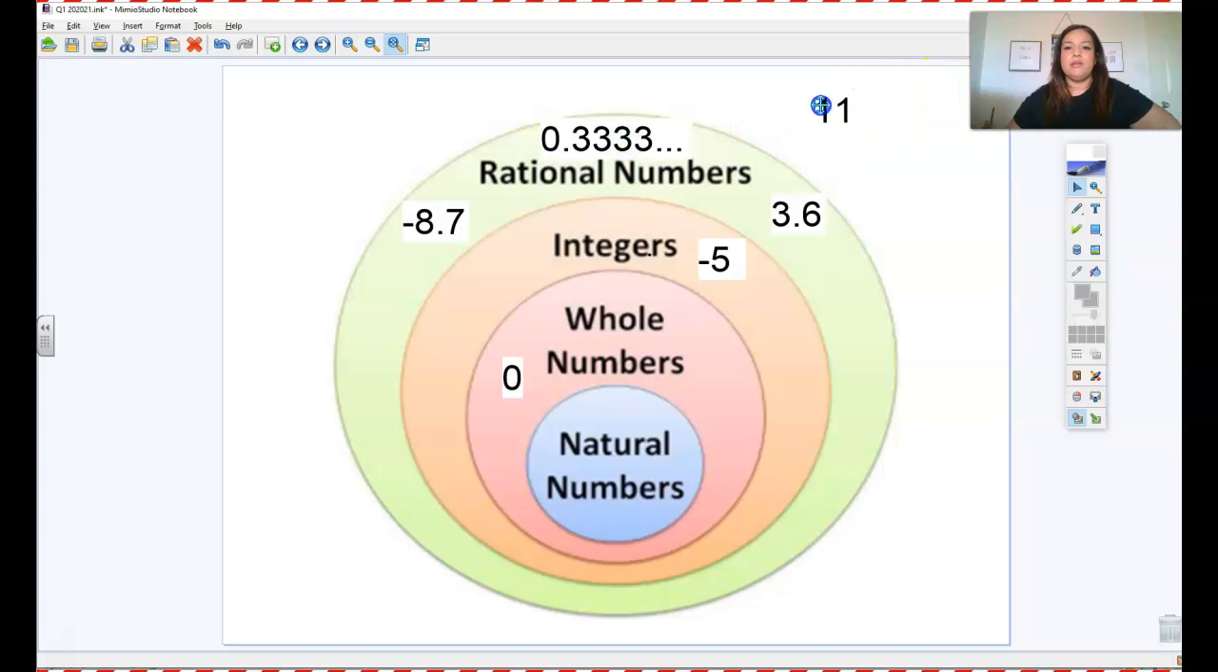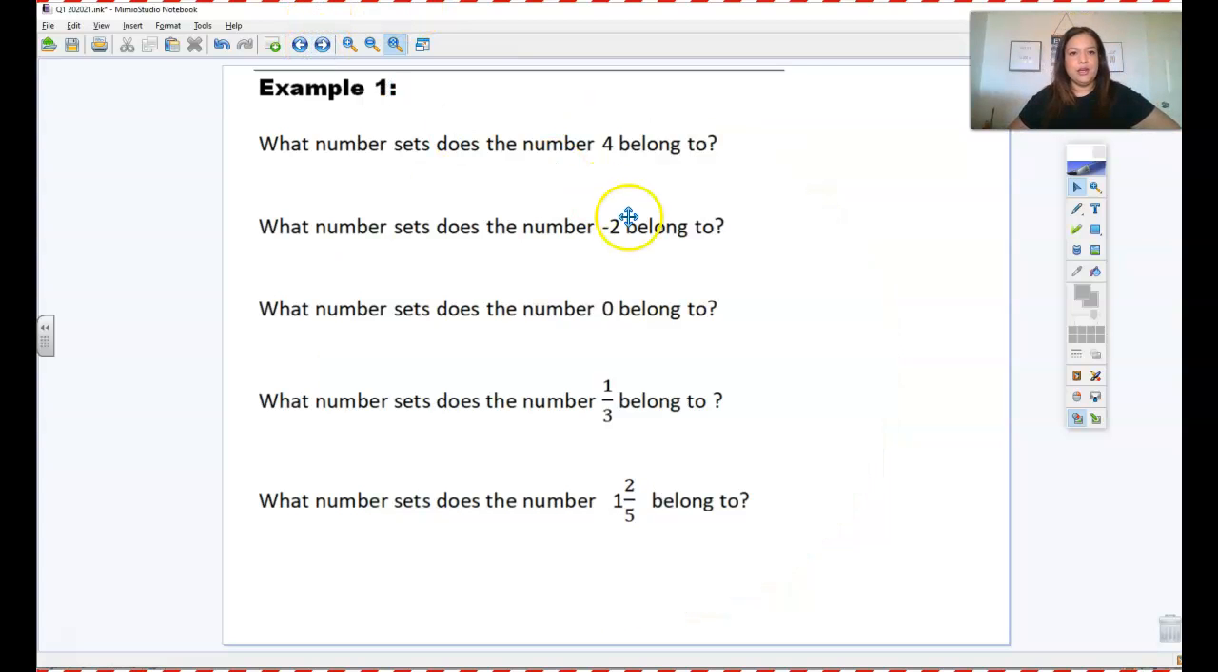What about 11? 11, I think, has to go all the way to counting, otherwise known as natural. So the number 11 is rational, it is integer, it is whole number, and it is a counting number. So the number 11 got to be part of all these layers, and it got to the most specific layer right here, so it's part of all 4 number sets. Okay, so let's go ahead and answer this question.